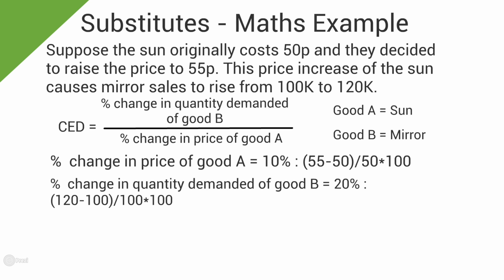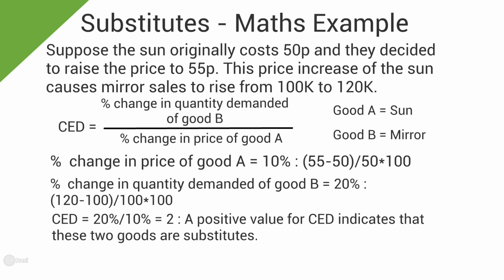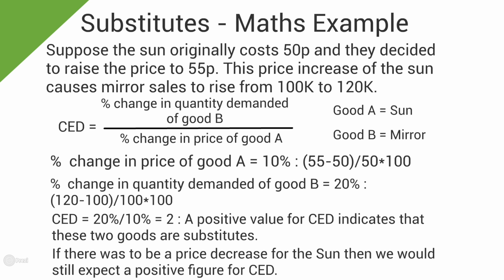So cross elasticity of demand is 20% divided by 10%, which equals 2. A positive value for cross elasticity of demand indicates that these two goods are substitutes. If rather than a price increase of the sun there was a price decrease of the sun, we would still expect a positive figure for cross elasticity of demand.